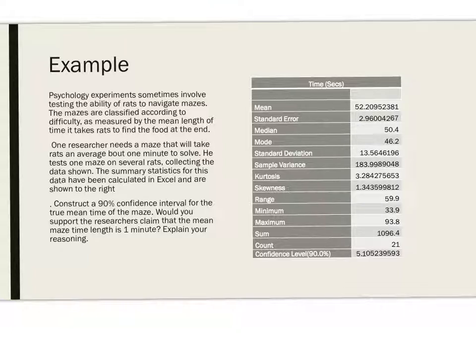Construct a 90% confidence interval for the true mean time of the maze. Would you support the researcher's claim that the mean maze time length is 1 minute? Explain your reasoning. So here's what we're going to do. In order to actually calculate the interval, remember we need these things: x bar plus or minus some t star with its degrees of freedom times s of x over the square root of n. So let's go identify those things in this table.